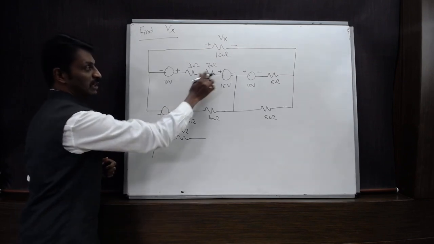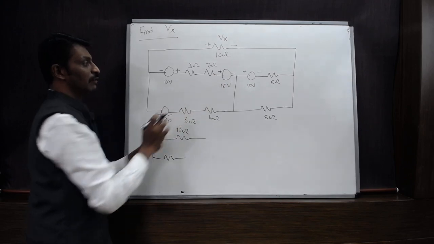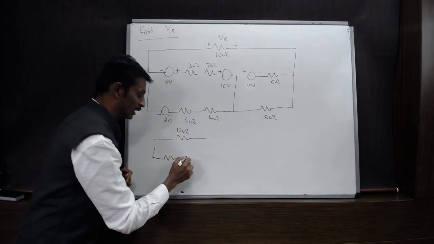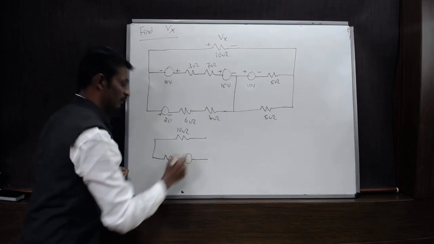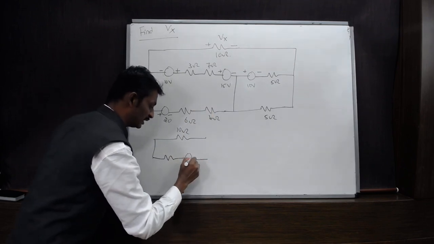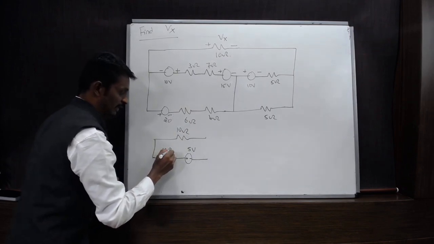So the equivalent of these two will be the 10 ohms, and the difference of 15 volts and 10 volts will be the 5 volts you are going to get, and the polarity of this battery will be retained, that is plus minus. The voltage is 5 volts, and the equivalent resistance is 10 ohm.